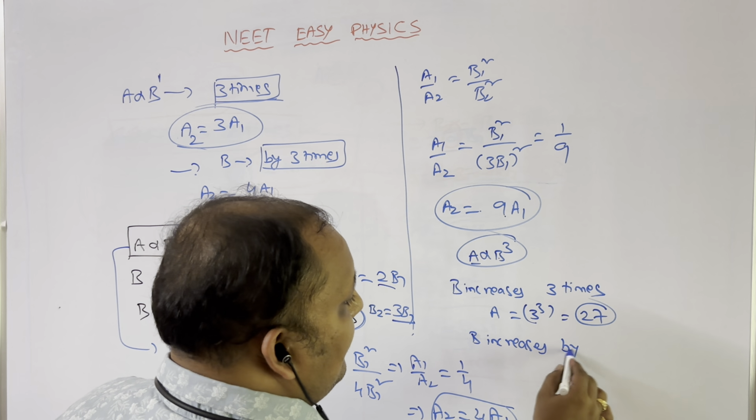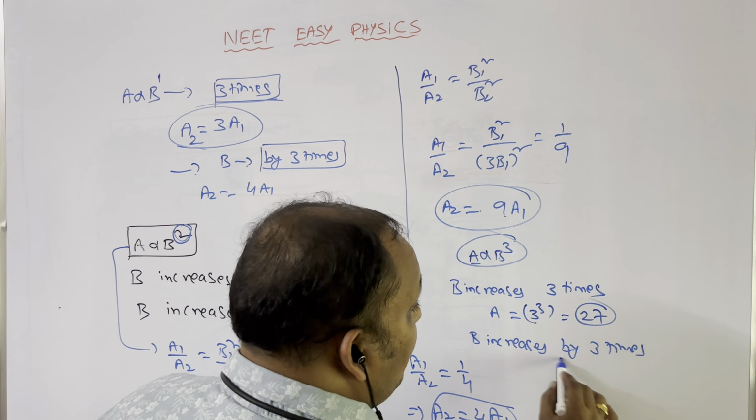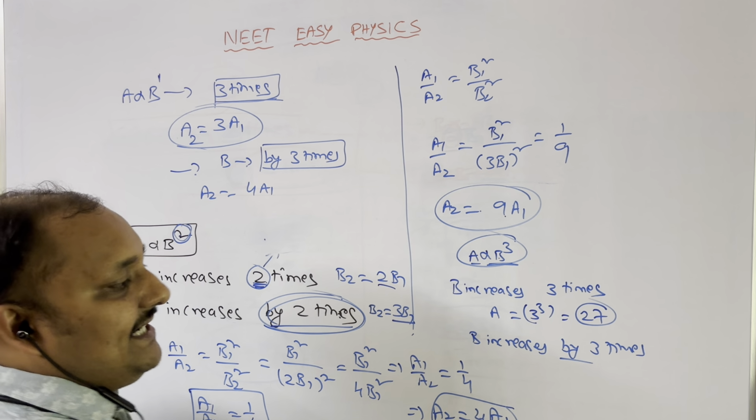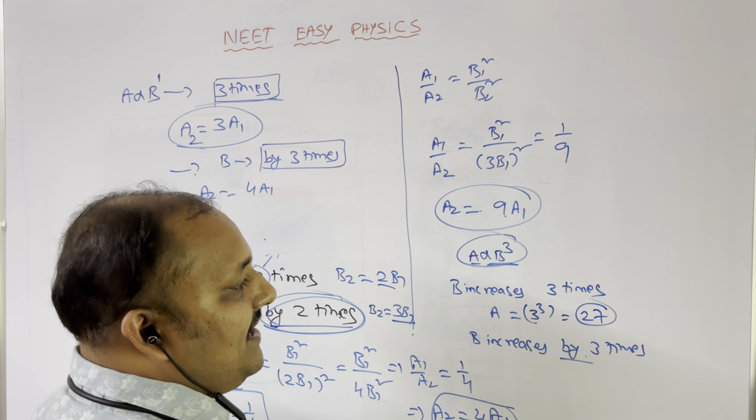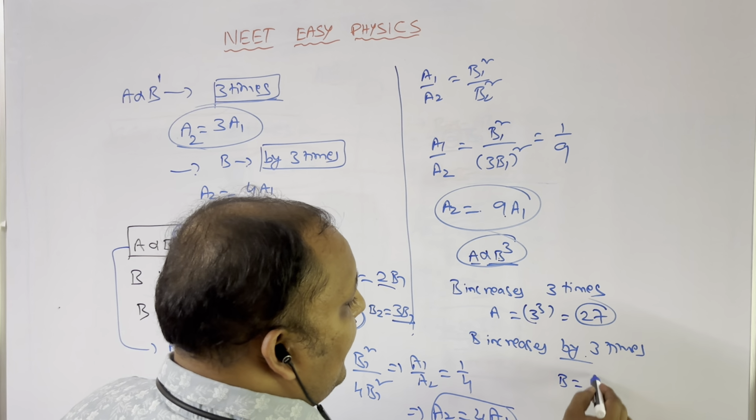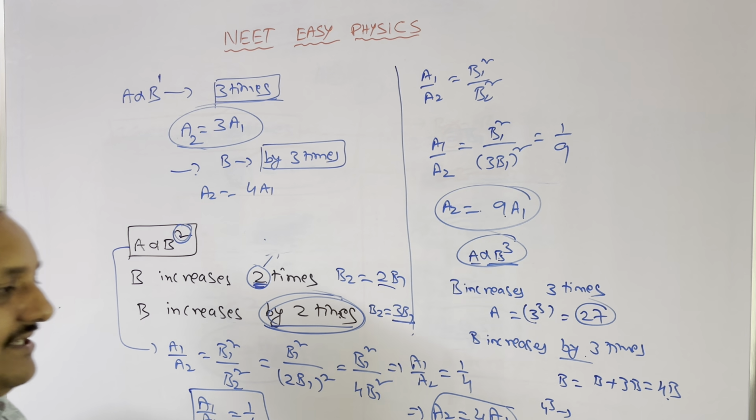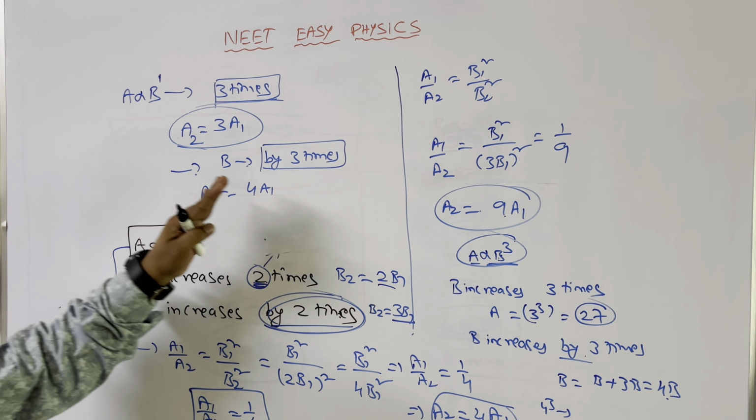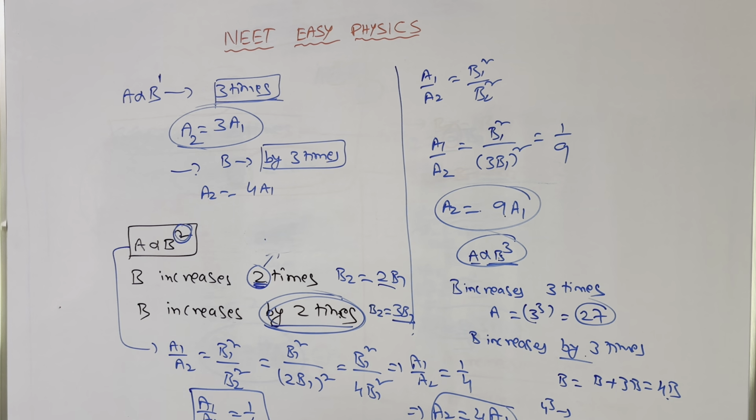Now B increases by 3 times. So in this, by 3 times means what you have to take for B? You have to take B plus 3B, that is going to be 4B. 4 cube, how much is 4 cube? 64 times. So like this we are going to solve. You can take directly proportional and inversely proportional with different numbers, then definitely you are going to get perfect on all these very well.